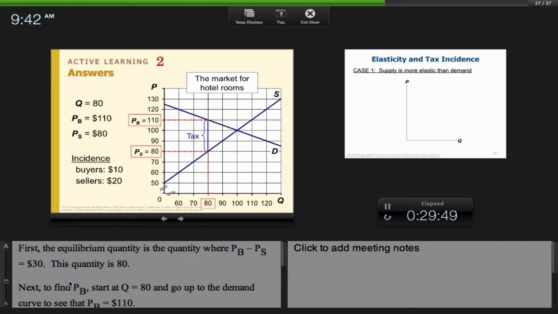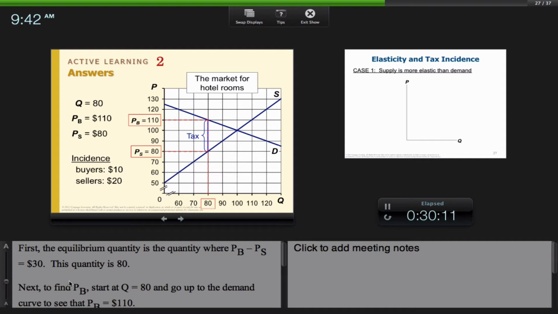Now here's the interesting thing. Look at the tax incidence. That's just the way it is. Read the graph. In this instance, sellers end up paying more of the tax than the buyers do.